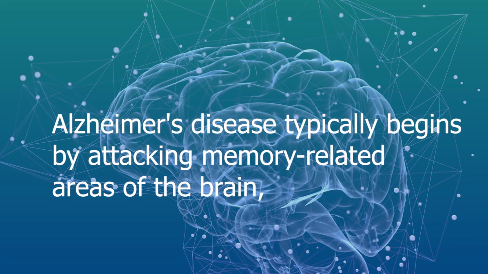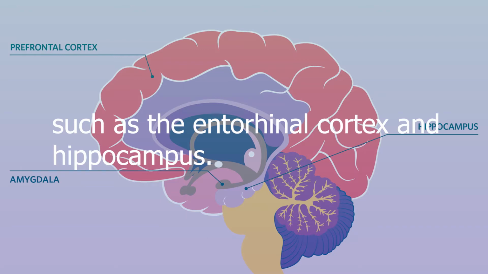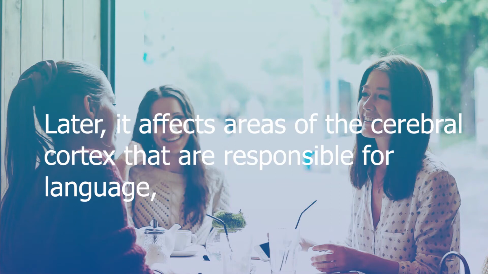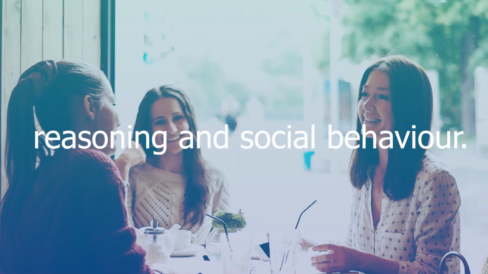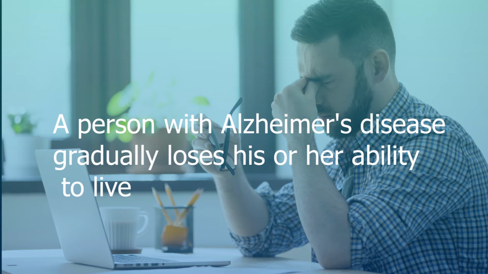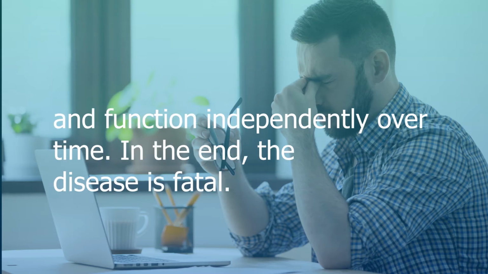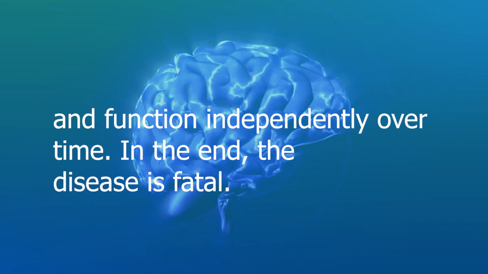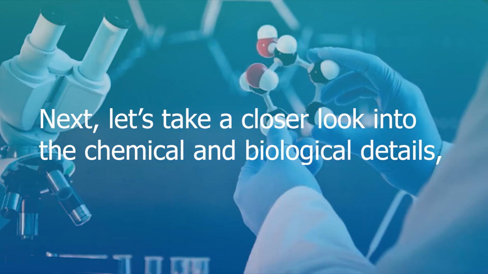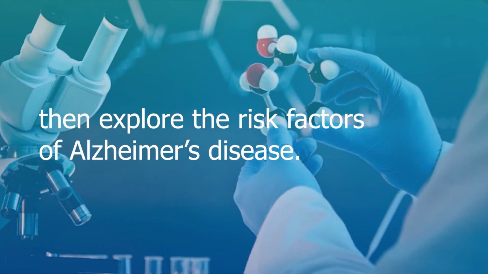Alzheimer's disease typically begins by attacking memory-related areas of the brain, such as the entorhinal cortex and hippocampus. Later, it affects areas of the cerebral cortex that are responsible for language, reasoning, and social behavior. Many other areas of the brain are eventually damaged. A person with Alzheimer's disease gradually loses the ability to live and function independently over time. In the end, the disease is fatal. Next, let's take a closer look into the chemical and biological details, then explore the risk factors of Alzheimer's disease.